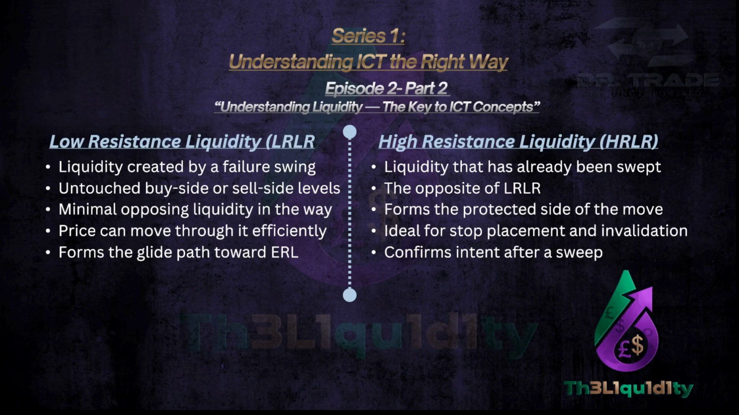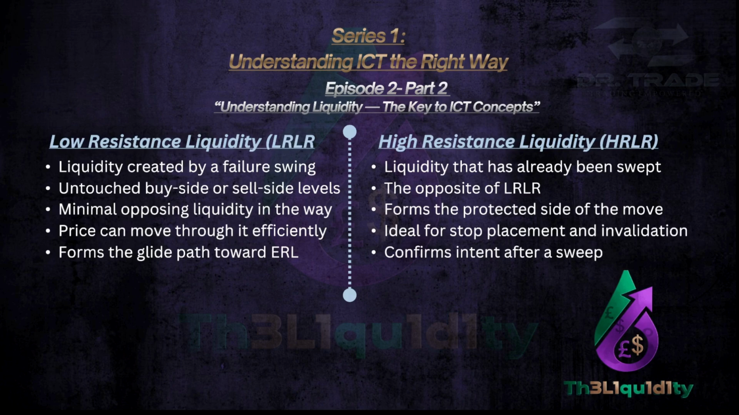When price moves towards a liquidity pool, which represents a low resistance liquidity run signature, we see that price moves through it efficiently and with momentum, and it can be compared to a glide path toward external range liquidity.